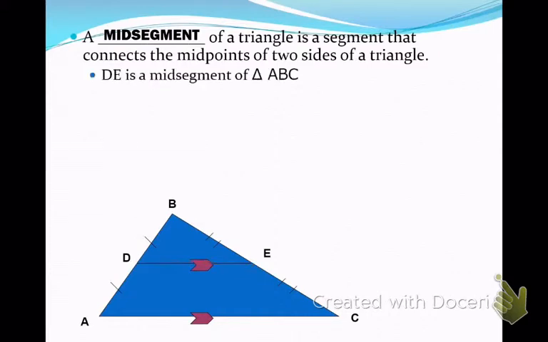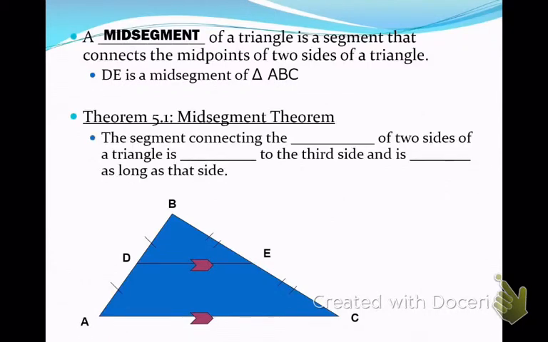So here DE is the mid-segment of triangle ABC. Because of the position of the mid-segment, the segment connecting the midpoints of two sides of a triangle is automatically parallel to the third side. Not only is it parallel to the third side, but it's also half as long as that side. And this is the mid-segment theorem.